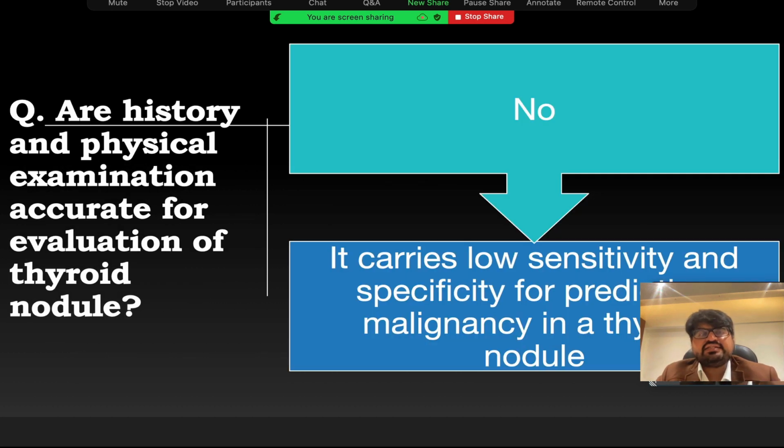Now, is history and physical examination accurate for evaluation of a thyroid nodule? Now, we all love history. We have a lot of teachers in this group, a lot of professors, but the fact is that often thyroid nodules on a clinical examination may be misleading. So it has low sensitivity and specificity for the prediction of thyroid malignancy. So don't just rely on clinical examination; further evaluation, at least an ultrasound, is mandated in all these patients. Just a clinical examination may not be enough.